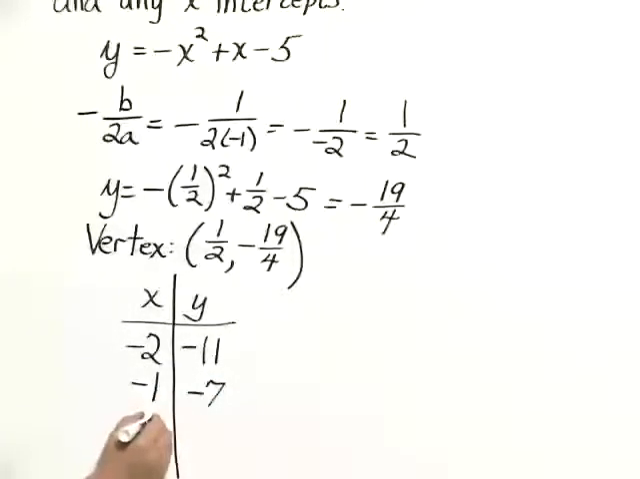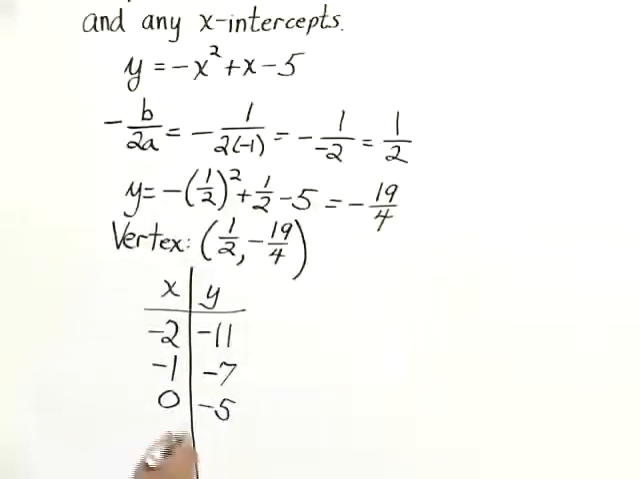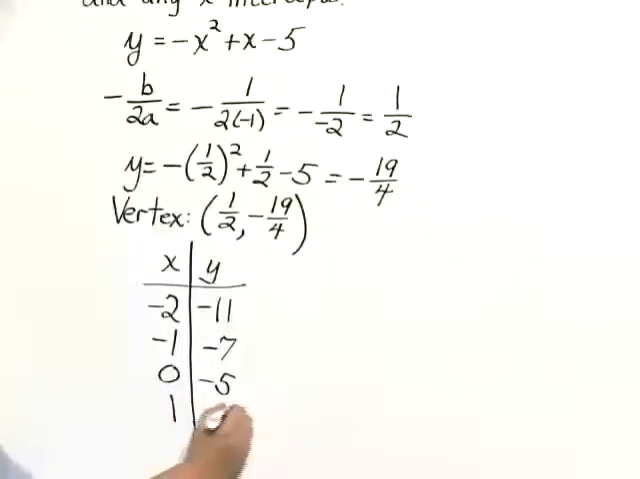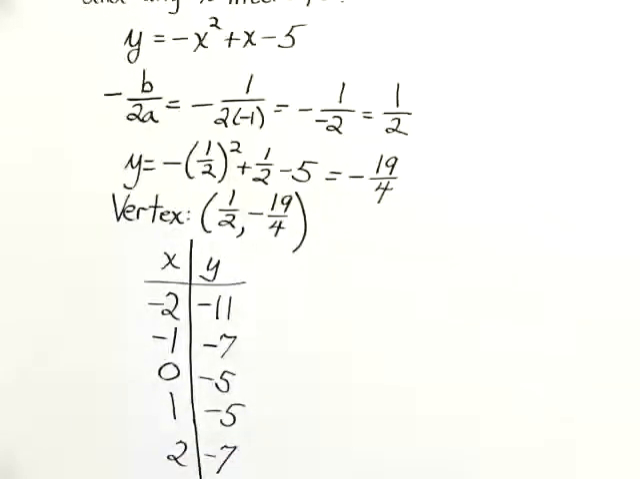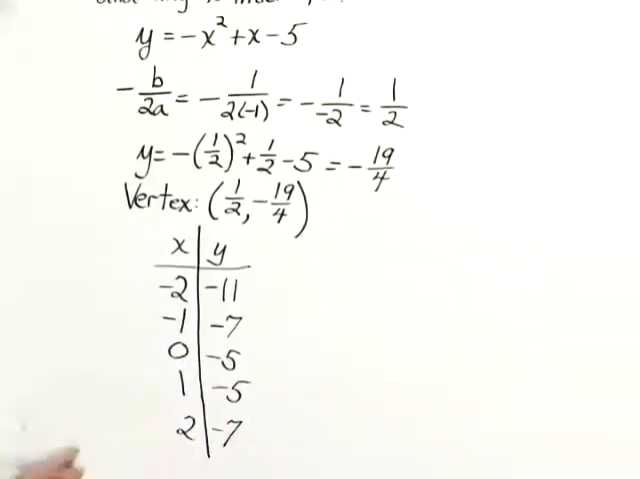When x is 0, this will give us our y-intercept. We find that y is negative 5. And a couple more values. When x is 1, y is negative 5. And when x is 2, y is negative 7. And this gives us 5 more points that are on the parabola, and this point here will be the y-intercept.